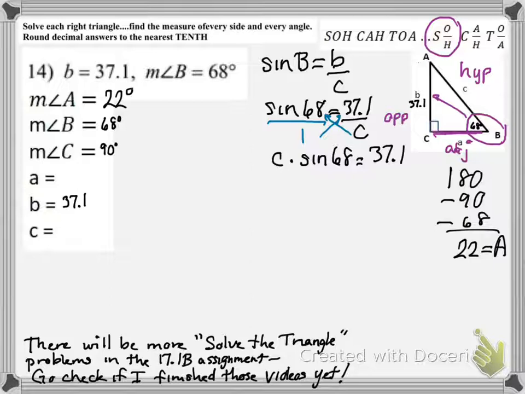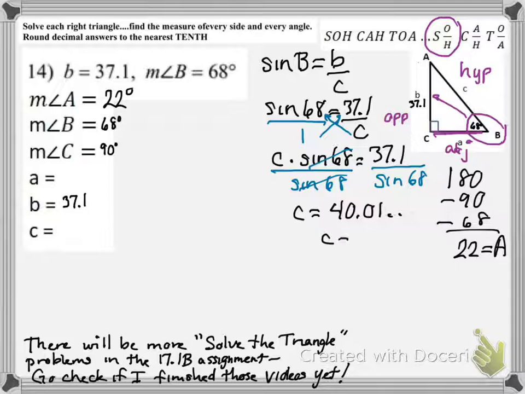I need the C by itself. I can't just divide out 68. This word sine 68 all goes together. Let's divide by sine 68. Divide by sine 68. That's gone. I now have C equals, and I'm going to put that on my calculator, which should be 40.01 something. I'm rounding to the nearest tenth, so I'm going to call this C equals 40.0.